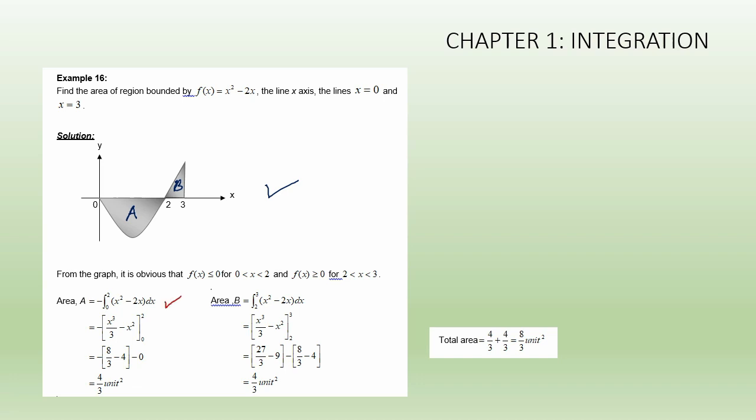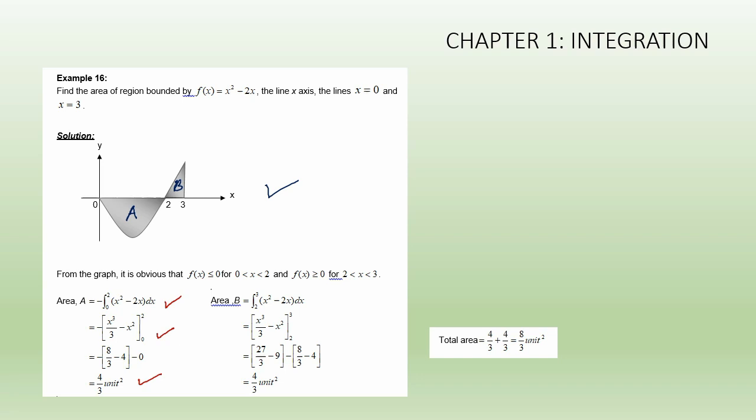So we integrate x squared minus 2x as a definite integral. We have x cubed over 3 minus x squared for x from 0 to 2, and we solve the integration, and we have the area as positive 4/3. And for area B, since the area is above the x-axis, the formula of area B is the integration from 2 to 3 of the same function, which is x squared minus 2x.